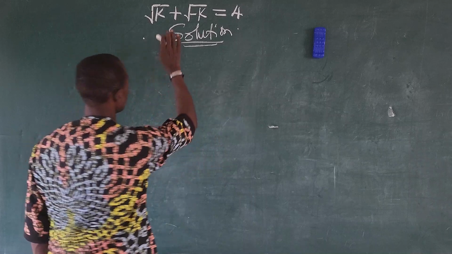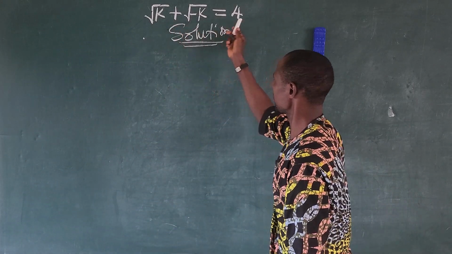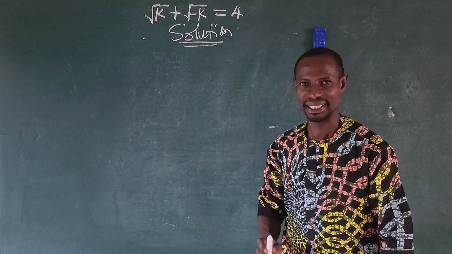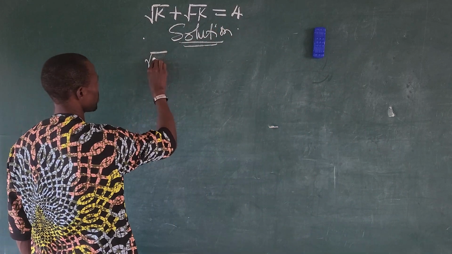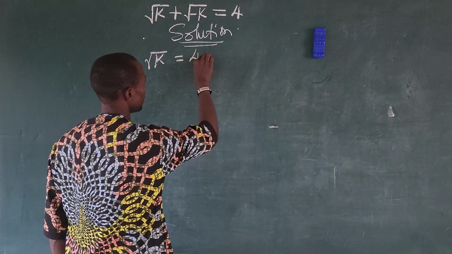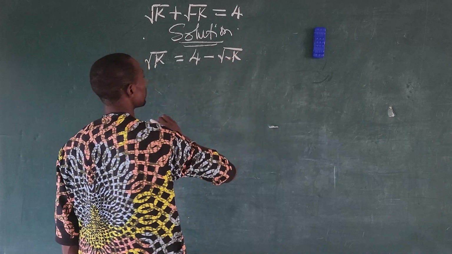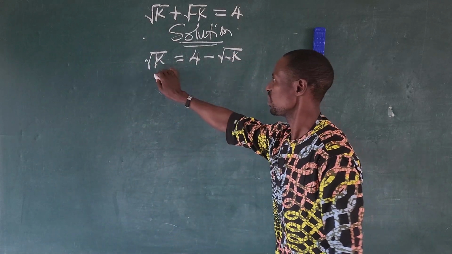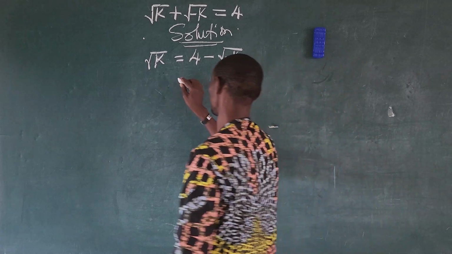All right. Now look at the expression we have here. Again, we want to move this to this side of the equation. If we move this to this side, we're going to have the square root of k equal to 4 minus the square root of minus k. We want to eliminate this radical, so we square both sides of the equation.